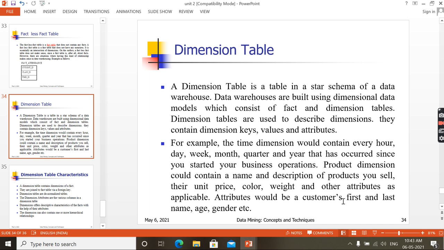Attributes would be customer's first name. So next, if you have taken the customer dimension, then for that customer we have first name, last name, age, gender. These are the properties for the customer dimension table. So these are the examples for the dimension table.